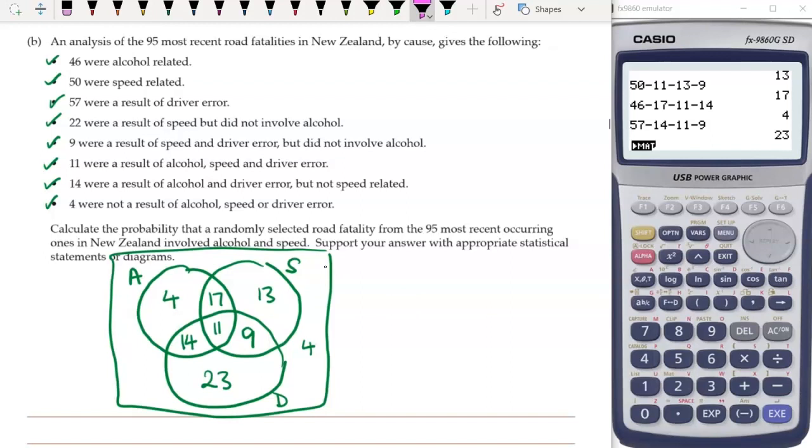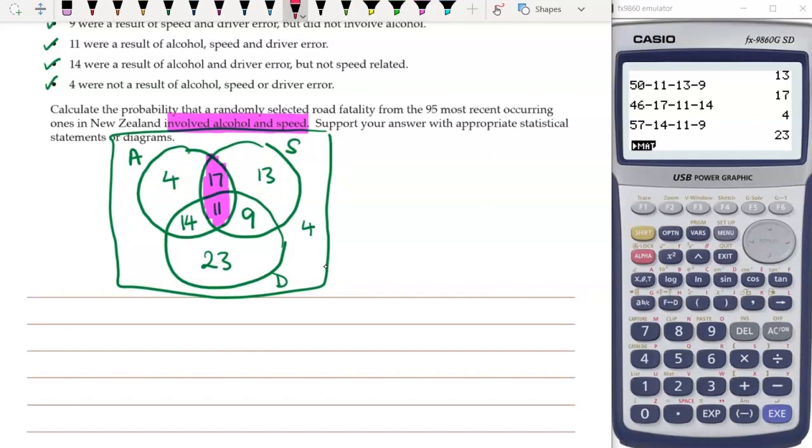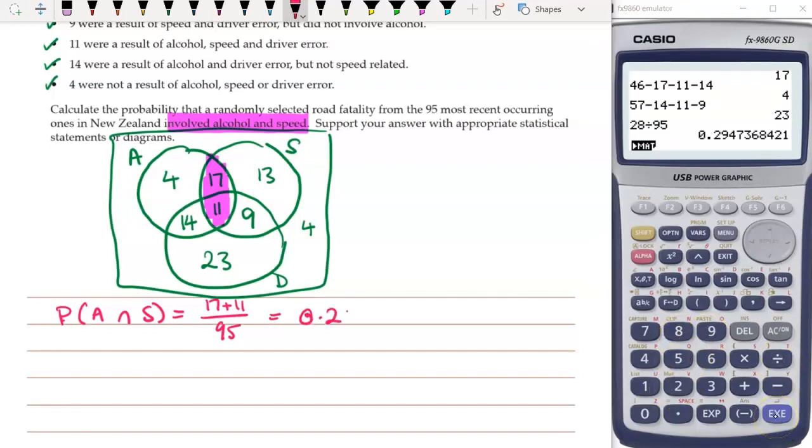Okay, now calculate the probability that a randomly selected road fatality from these involved alcohol and speed. So we want the crossover of alcohol and speed, out of our total of 95. So that's 28 divided by 95, 0.2947.